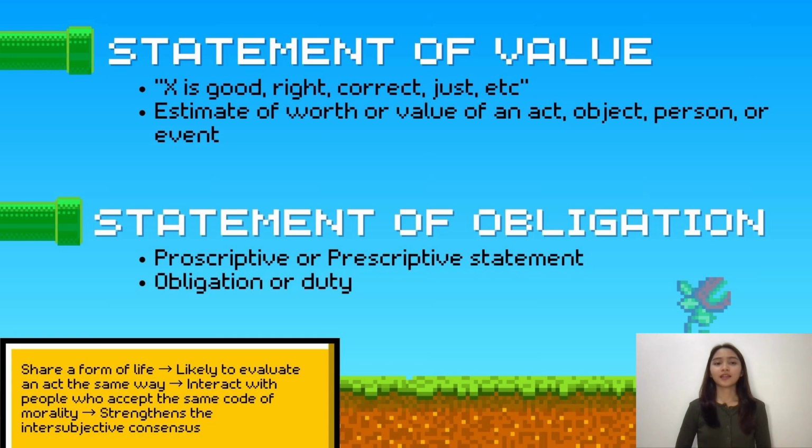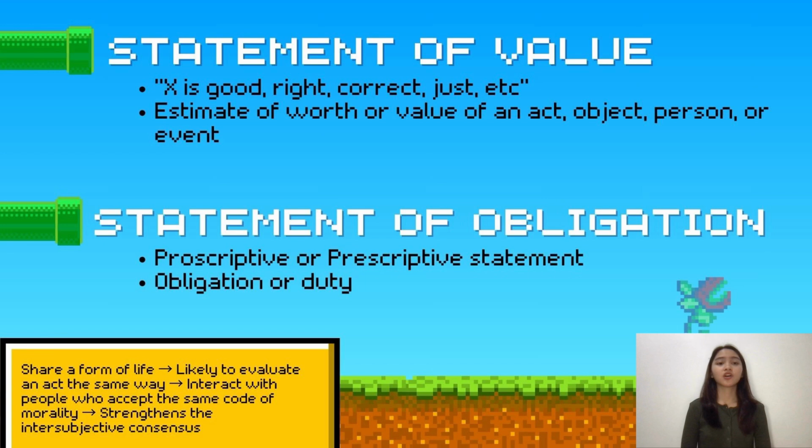In normative ethics, a basic distinction is drawn between a statement of value and statement of obligation. Statement of value is in the form of an evaluative statement, and it deals with the moral philosopher's estimate of the worth or value of an act, object, person, and event. An example of this statement is studying is good and being kind is correct.